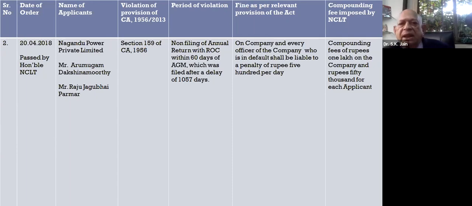Supposing now the delay is of 1067 days. Now, if you multiply by 500, then how much amount it will come? It will go into lakhs. So what NCLT did? It will be 5,28,500. What NCLT did? It imposed fine of rupees 1 lakh on the company and rupees 50,000 for each applicant.